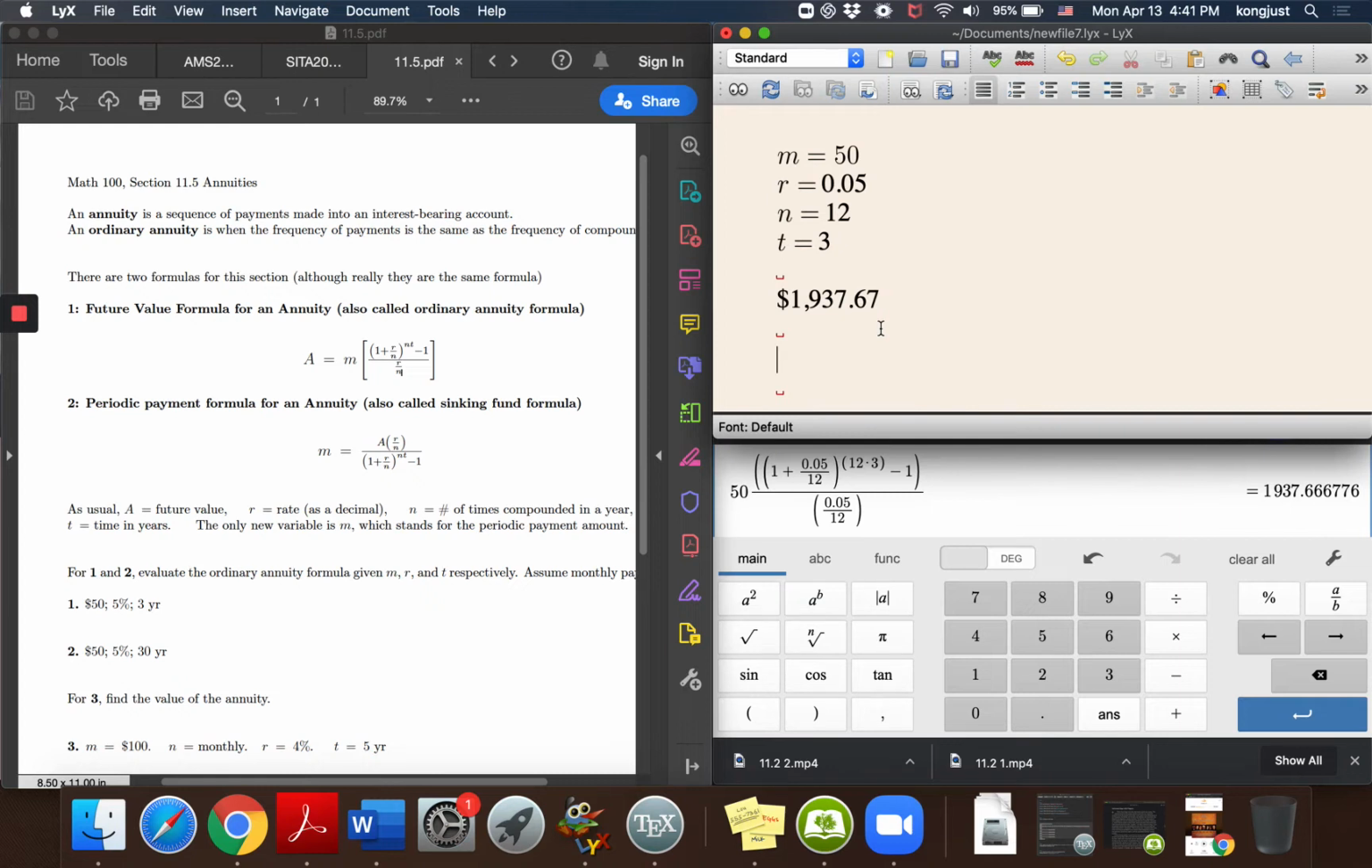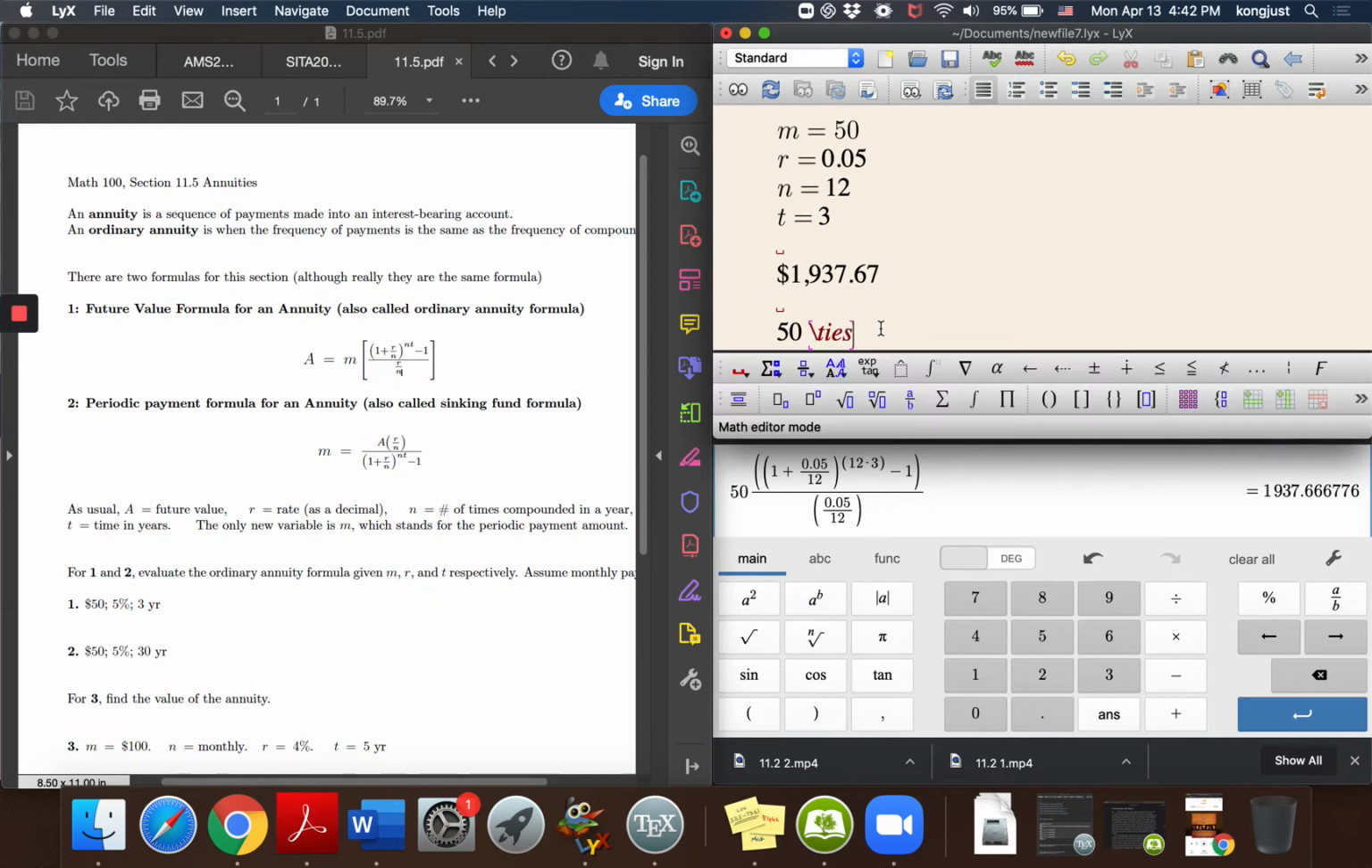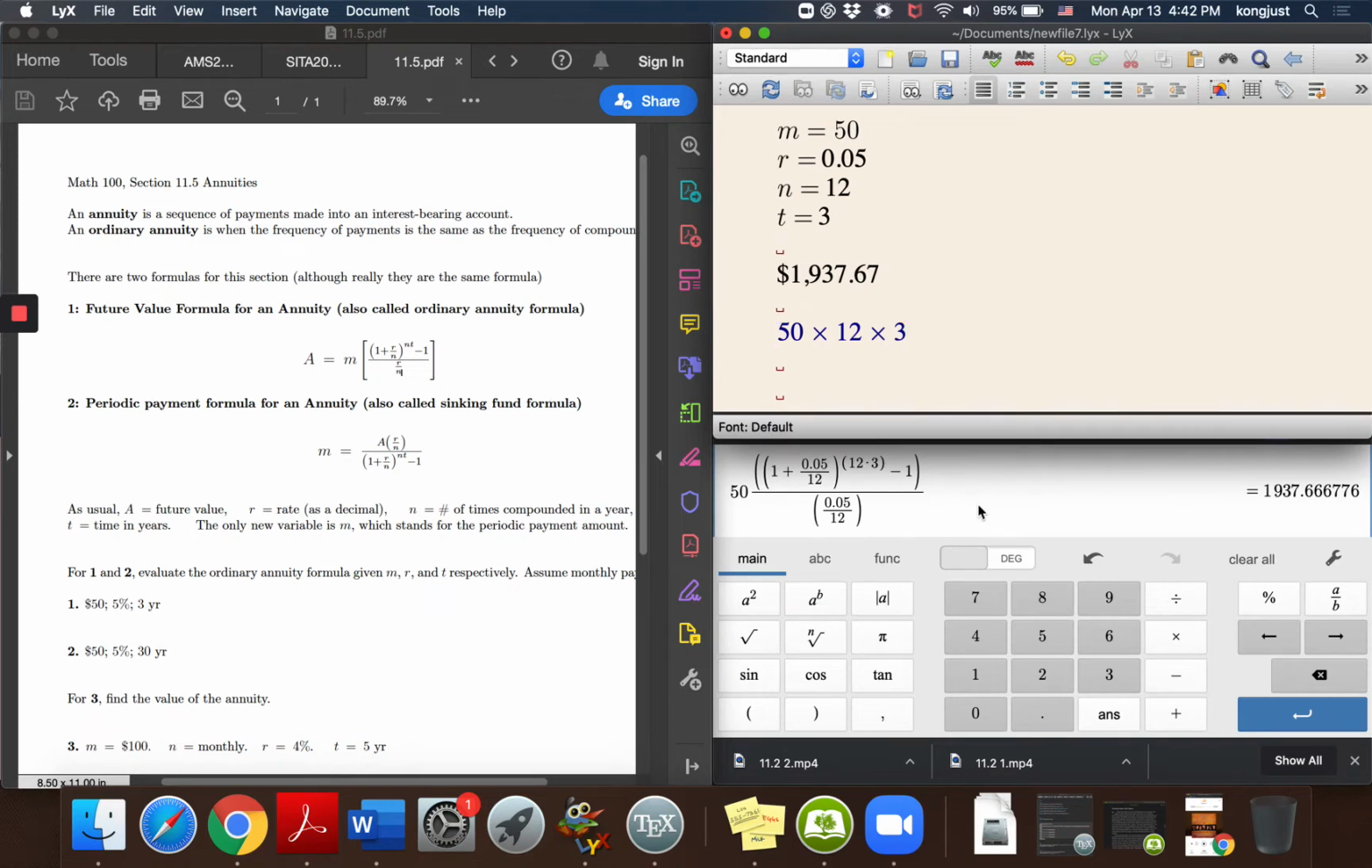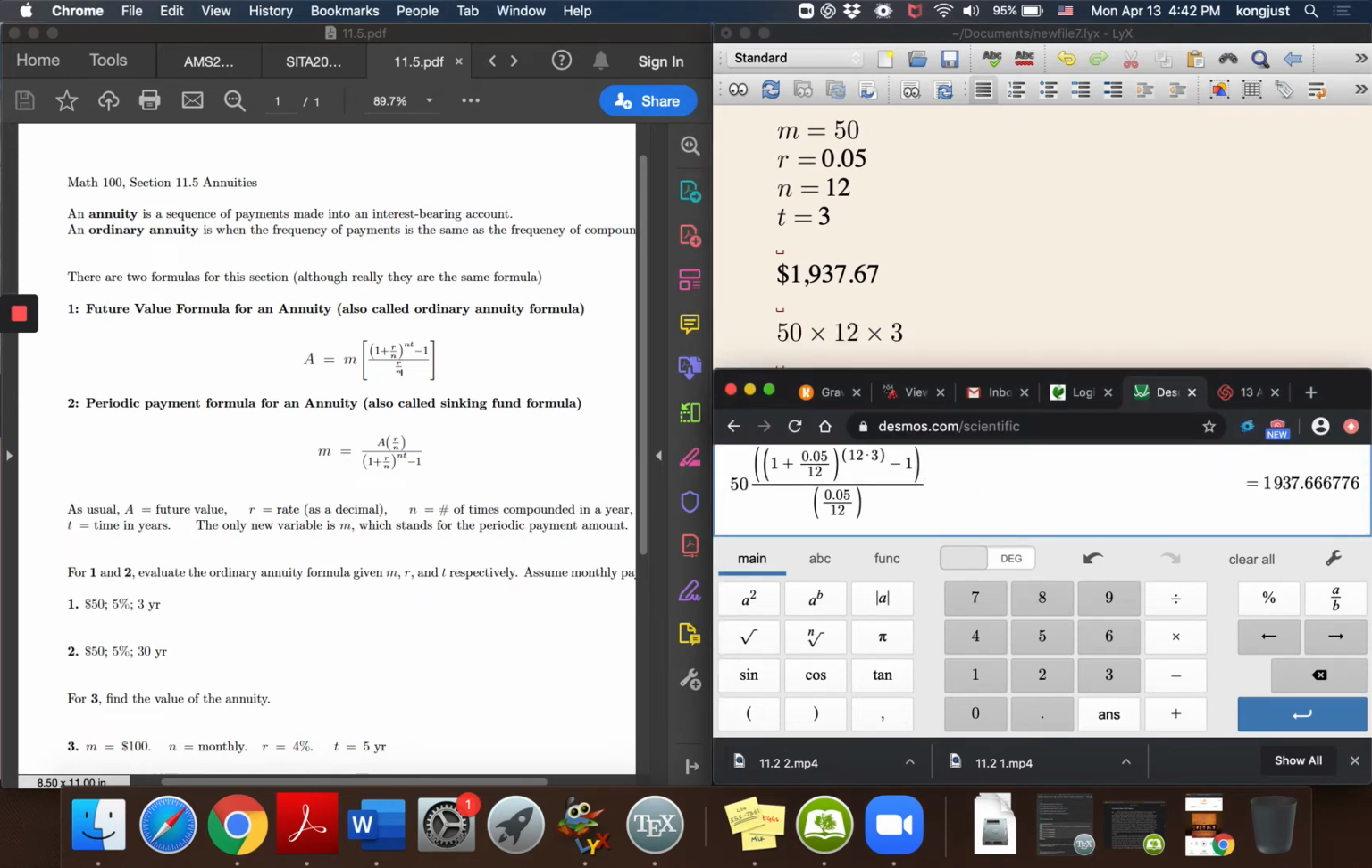All right, this is not a question, but I would like to ask this follow-up question like on an exam, for example. So another question is, how much did you deposit and how much was interest that was earned? So how much did I deposit first? Let's see. I made $50 payments, 12 times a year for 3 years. So 50 times 12 times 3, right? That's how much I actually deposited myself. 50 times 12 times 3, which is 1,800.